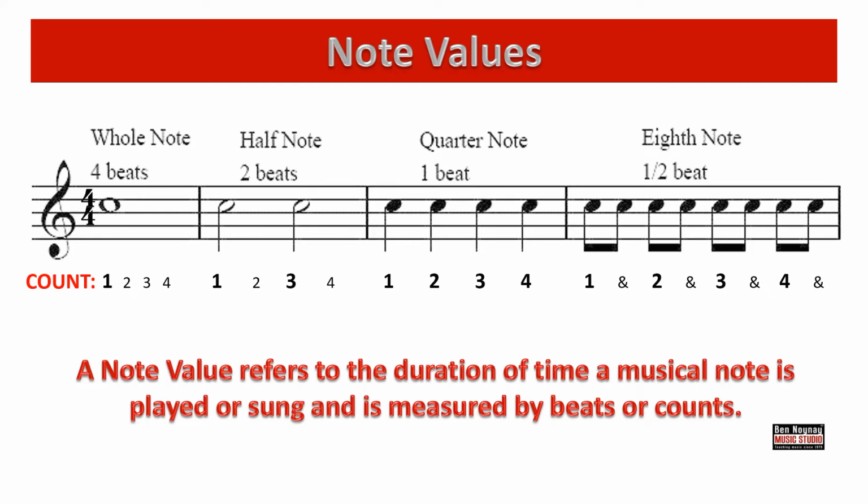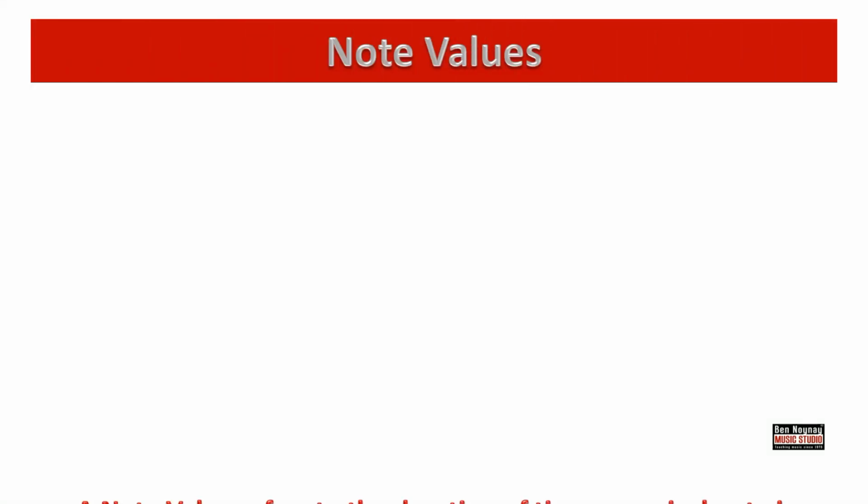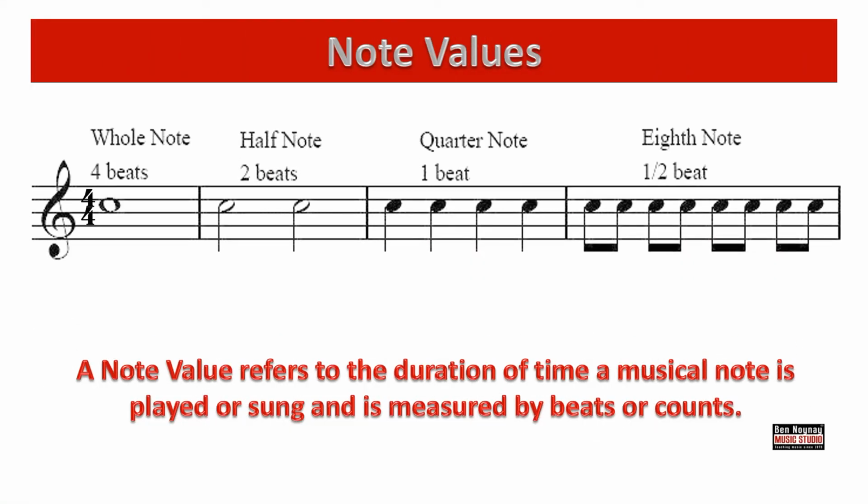Therefore, if we use a whole note in one bar, that's the only note we need because its value is already 4 beats. Obviously, we need 2 half notes to complete the 4 beats in one bar, 4 quarter notes, and 8 eighth notes. If we use the piano to play these notes, it will sound like this.